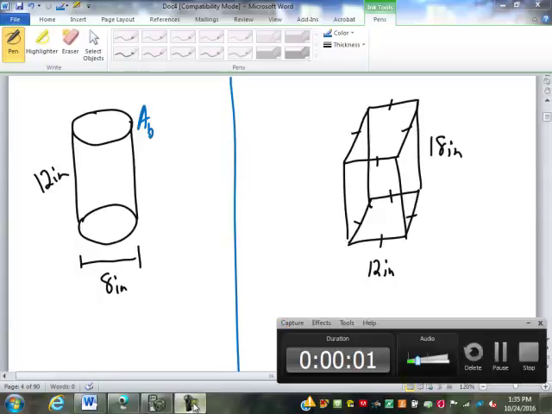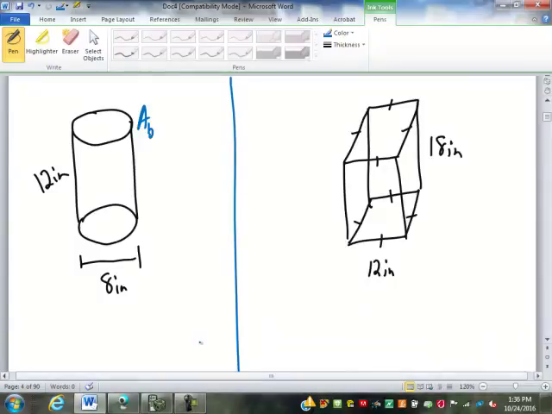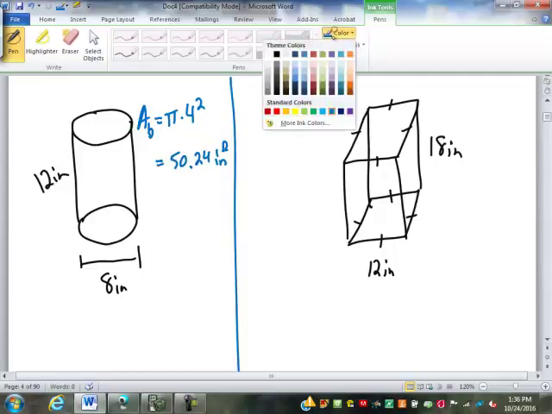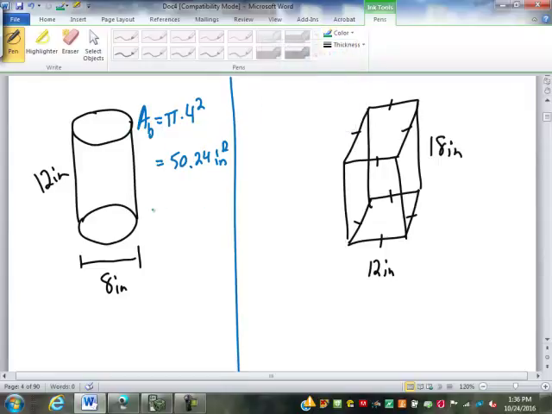Okay, so for the first one over here, we got to get the area of the base first. The area of that base is just a circle, so it's going to be pi times 4 squared. So 50.24 inches squared. So then the volume will be 50.24 inches squared times 12 inches, which is 602.88.